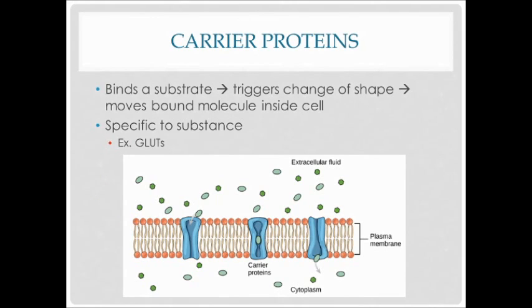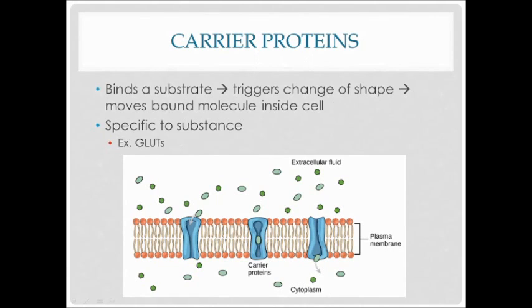Similarly, carrier proteins are going to bind a substrate. They will change their shape, and then they will move the molecule inside the cell. Typically, they are specific to their substance. So you can see here that these molecules are binding. The protein changes shape and then allows for that molecule to enter into the cell.